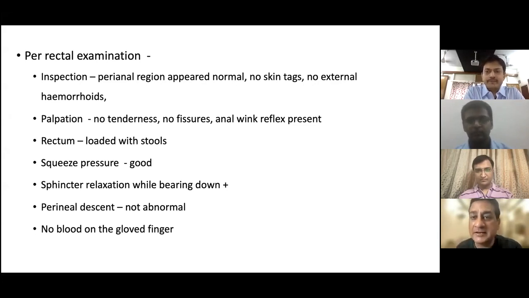Similarly, if you find that pelvic descent is inadequate or more, or a rectal prolapse, this particular examination adds a lot of value to diagnosis. And those people who work on GI physiology believe in the importance of PR in making a diagnosis of constipation, right? And the third thing John said was that the rectum is loaded with stool.